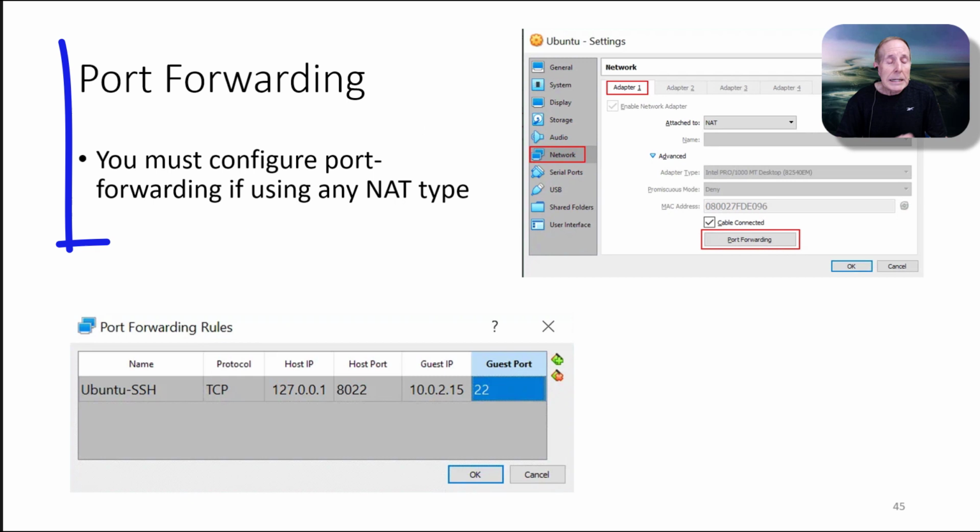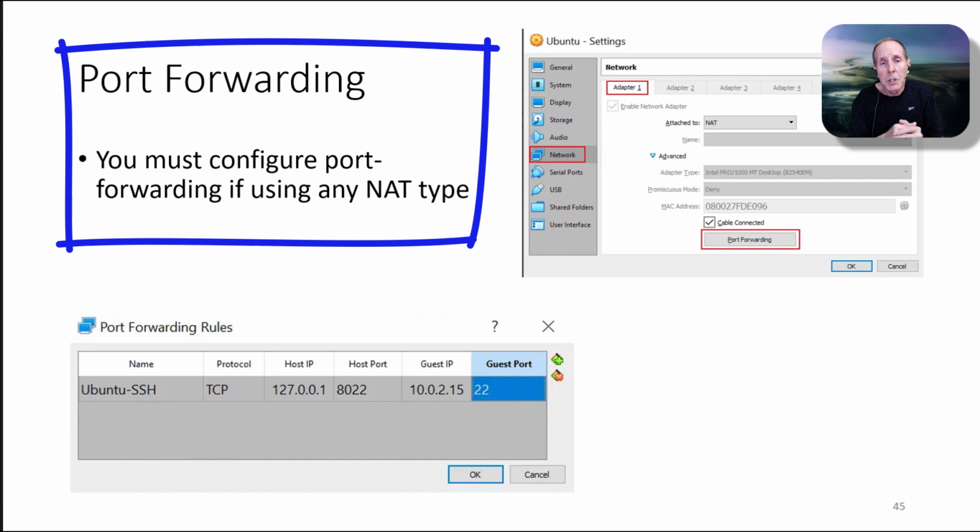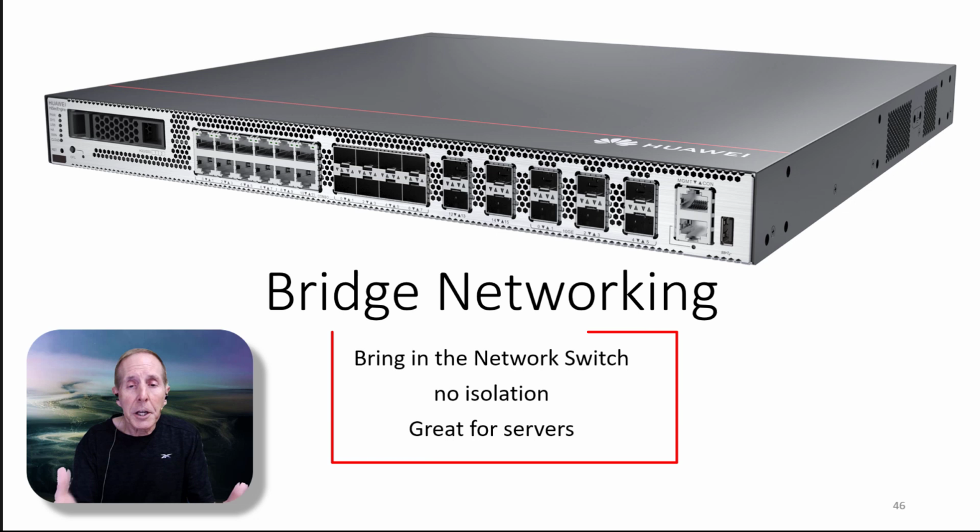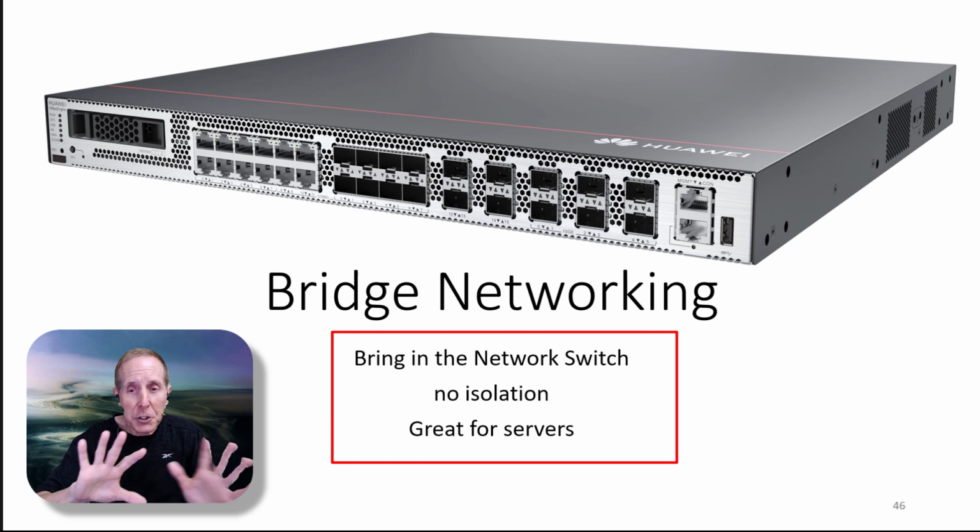Now, anytime you use a NAT or NAT networking, if you want to access those guest operating systems, you're going to have to do port forwarding. Now, your bridge networking mode allows you to bring a network switch into the whole network. There's no more isolation, no protection. You're wide open. Everything hanging off your VirtualBox, and everything on your local area network is visible to each other.